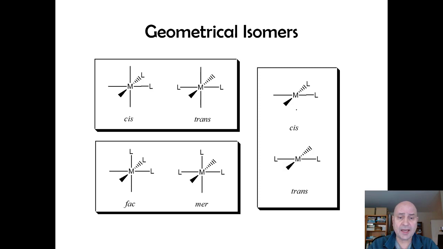And we already looked at octahedron. So octahedron and square planar geometries can have cis and trans, right? So we know cis and trans from organic. And then I mentioned if we have 3 of the same type of ligand, we can have meridional and facial.